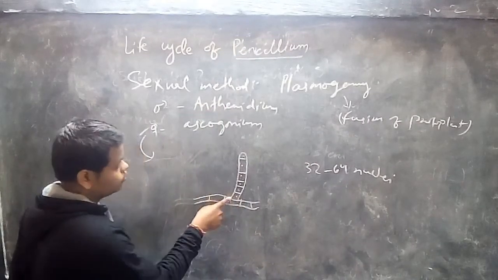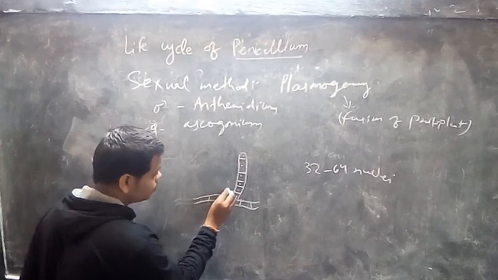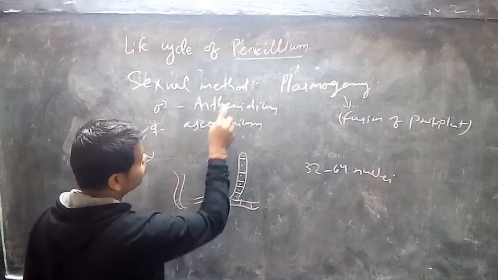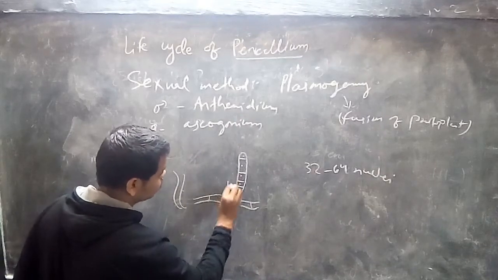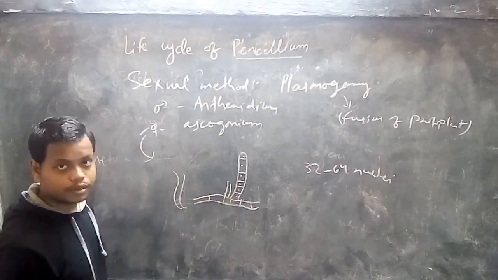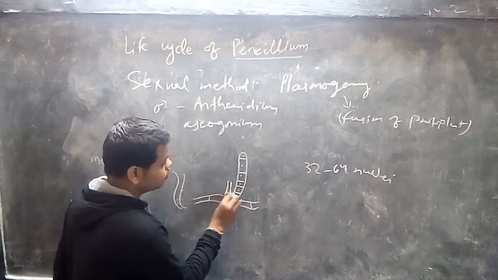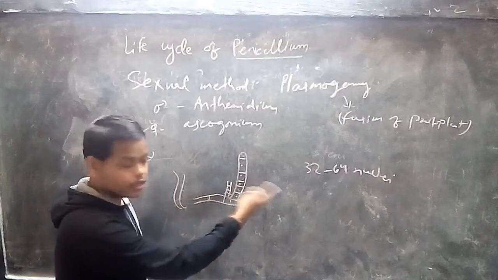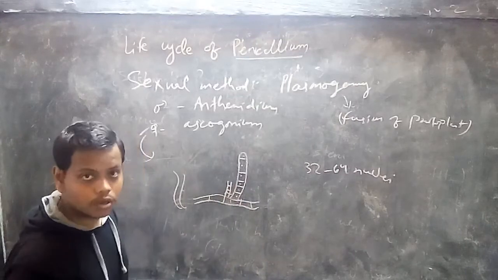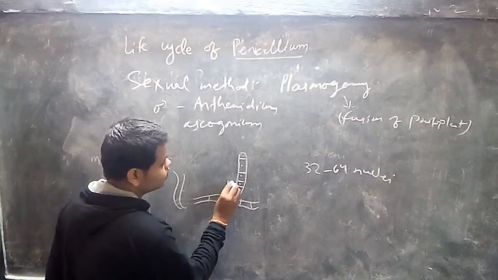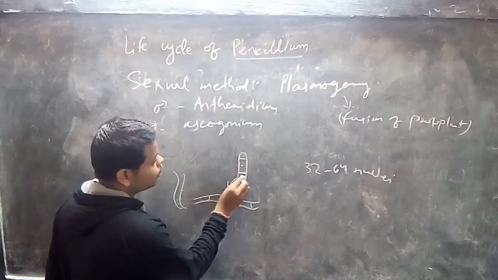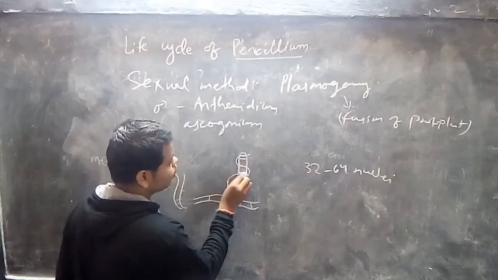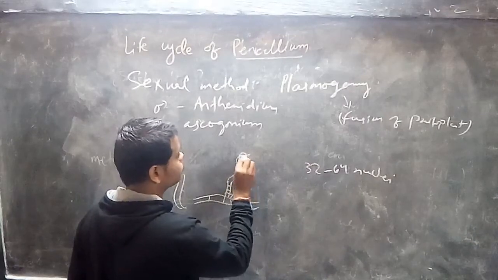Okay, then near the ascogonium, in the same hypha or in other hyphae, antheridium is formed. Okay. Now this antheridium is also septate and multicellular. This ascogonium is multicellular, multinucleate. This antheridium is also multicellular and multinucleate. This antheridium, after development, coils around the ascogonium. Okay, like this.